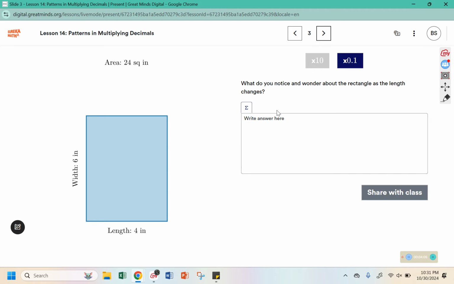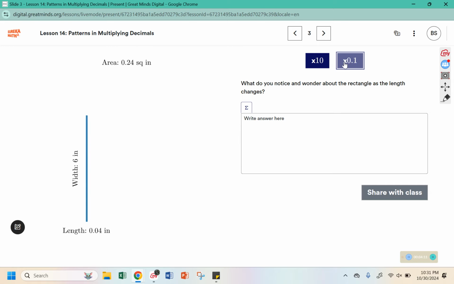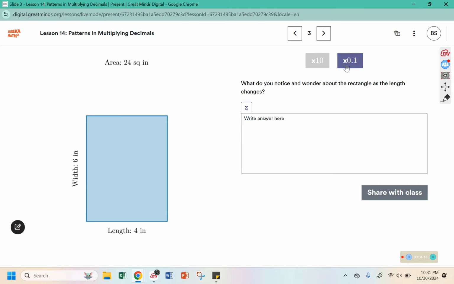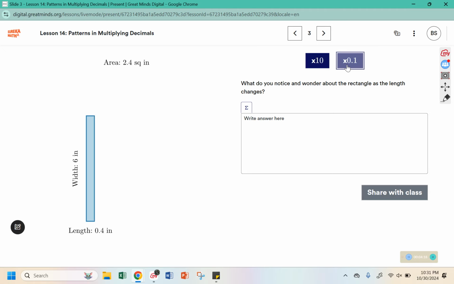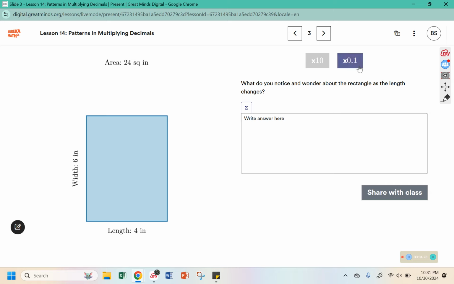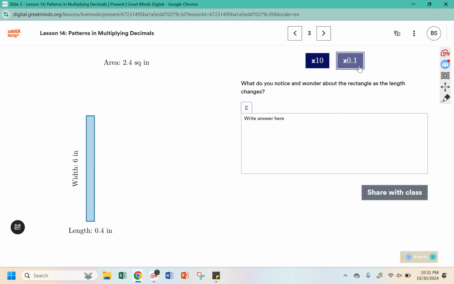What do you notice and wonder about the rectangle as the length changes? So here I have a 4 by 6. Here I have a 0.4 by 6 and a 0.04 by 6. Notice how the area changes as we increase or decrease the length.